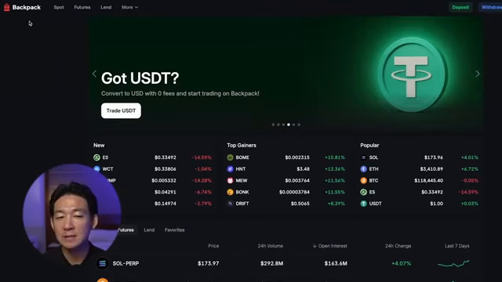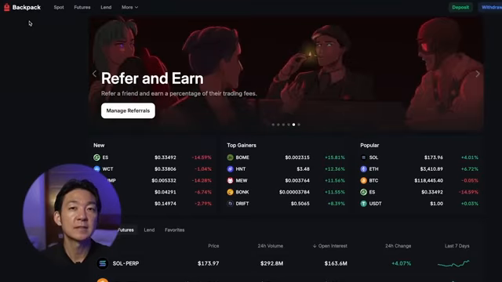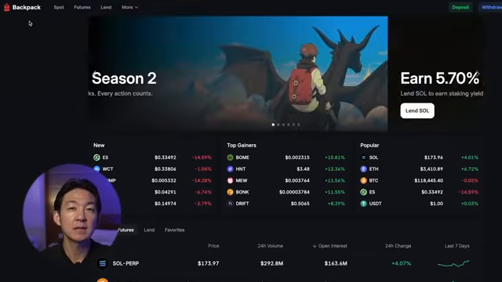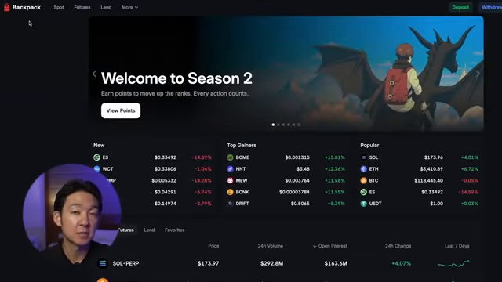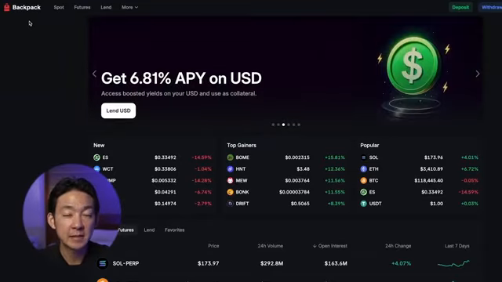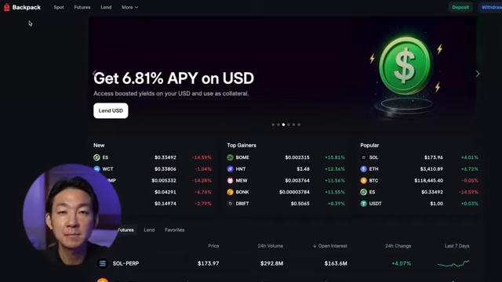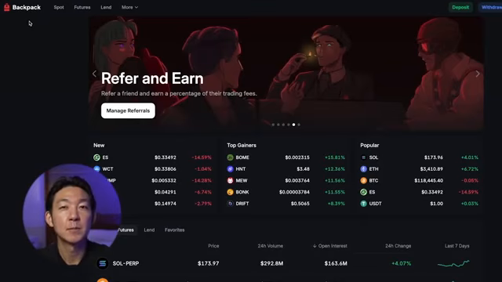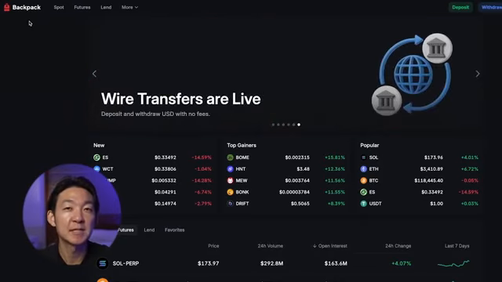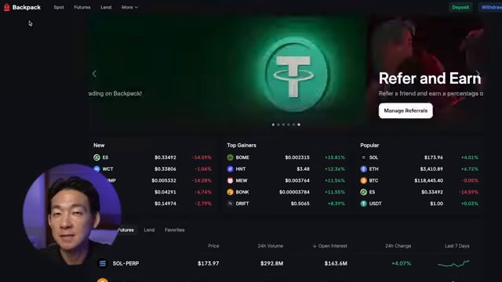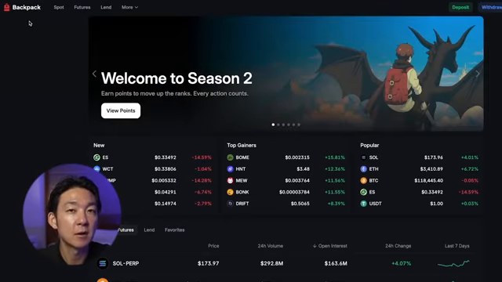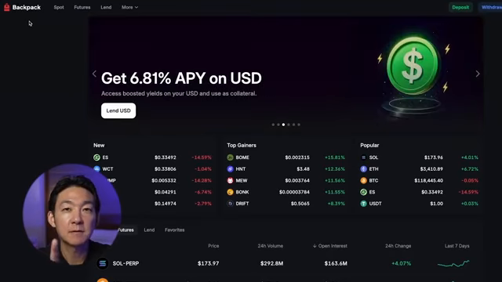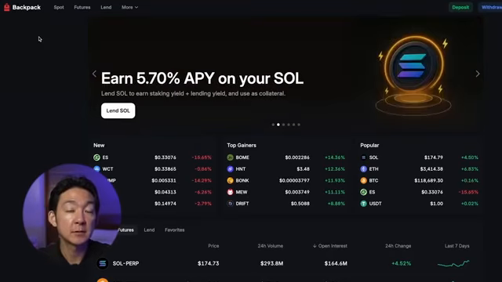What's auto lend? The auto lend function allows you to automatically lend your asset and earn some interest on them. The lending mechanism of Backpack is quite amazing, and that is one of the factors that make Backpack the most capital efficient crypto exchange in the world. You know why? Because you get to earn interest on two things. One is the profit that you're making from your perpetual tradings at the rate of USD lending.